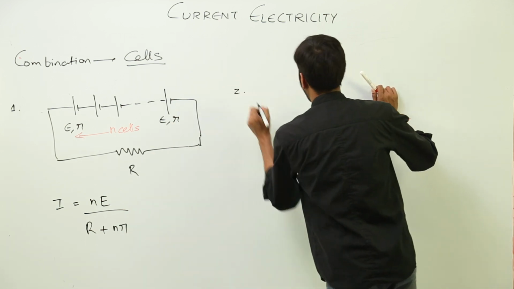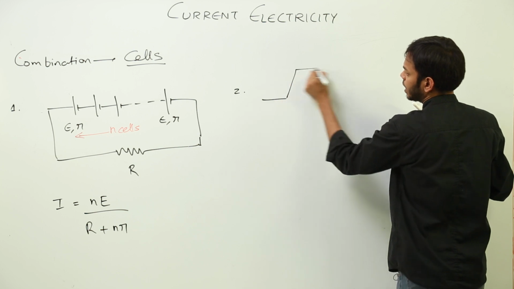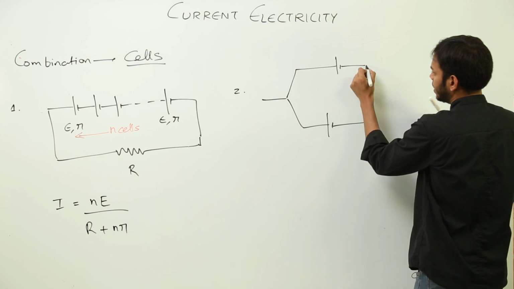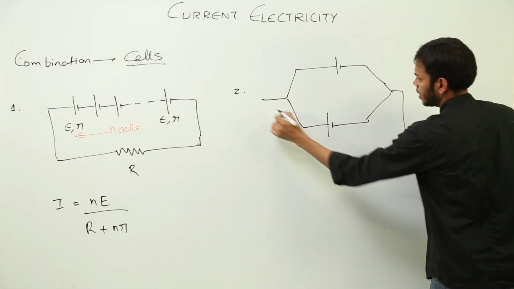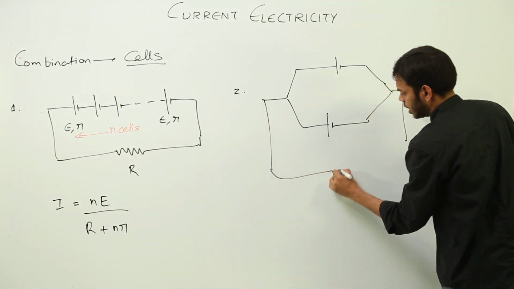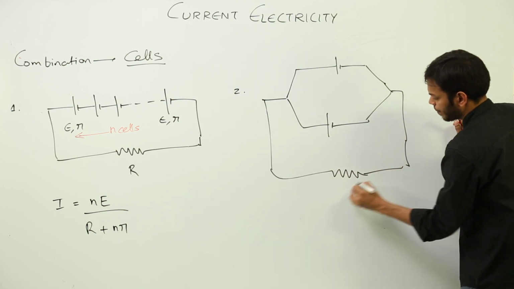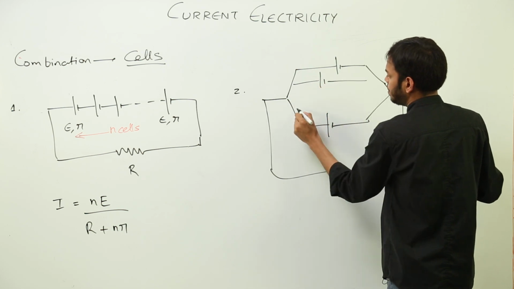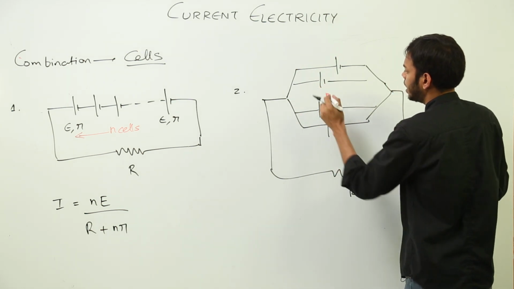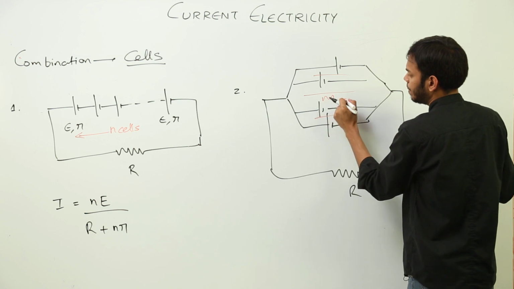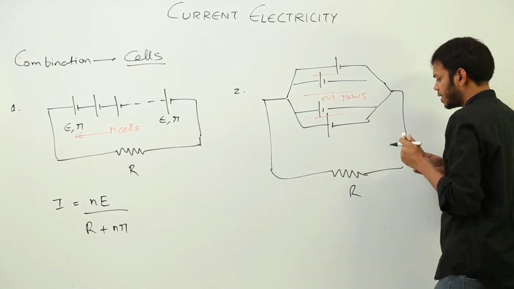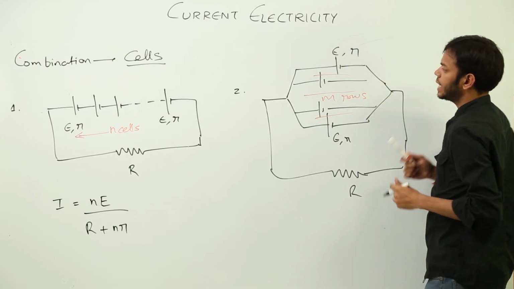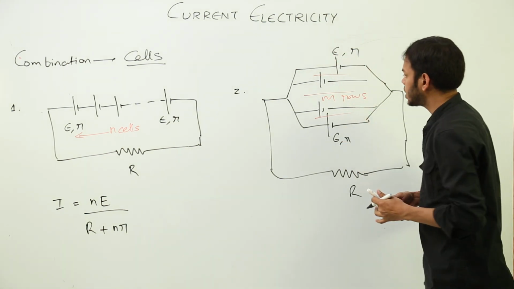But if I connect them in parallel, for example, this type of configuration, and this circuit is connected across external resistor R. Now in this case there are m such rows. There are m rows. So first of all, let me write the configuration the same. Each cell is configured as EMF E, internal resistance r.